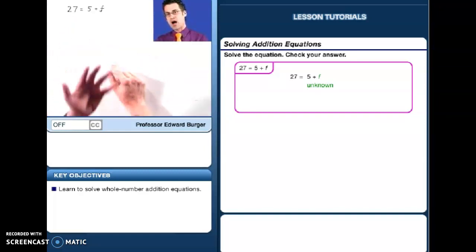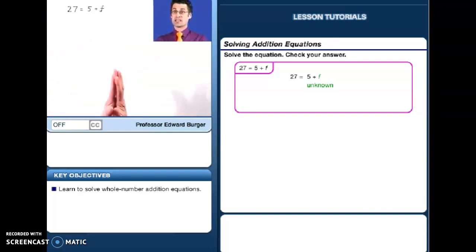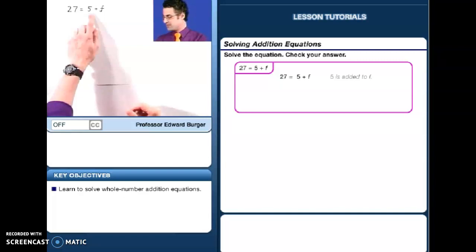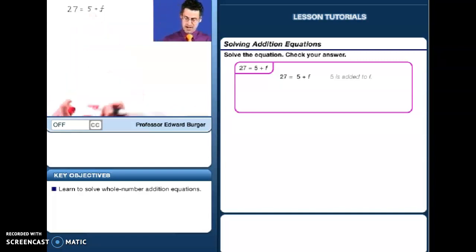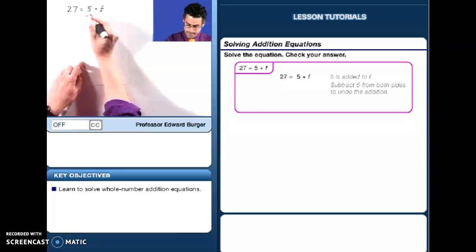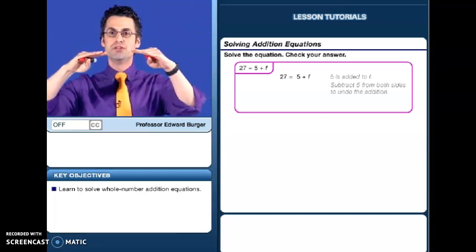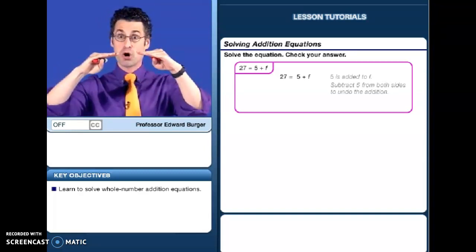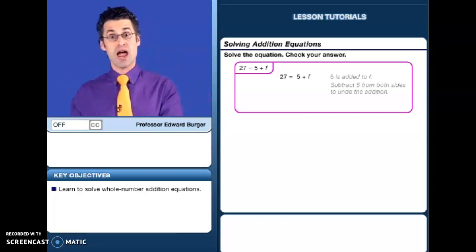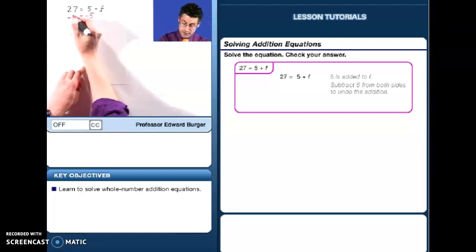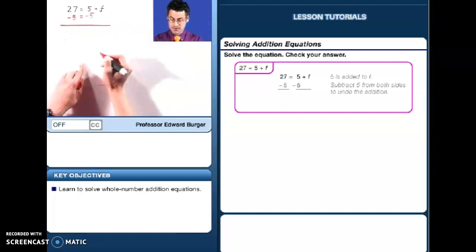The question now is, how can I find f? I want to isolate it, and so I've got to say, well, gee whiz, I'm taking f and I'm adding 5. Undoing the adding 5 is to subtract 5 from the right-hand side. But wait a minute. If I don't subtract 5 from both sides, I'm going to lose this beautiful equality that balanced perfectly. So whatever I do to the right side, I must do to the left side. So I'm going to subtract 5 from the left side. And now we just do it.